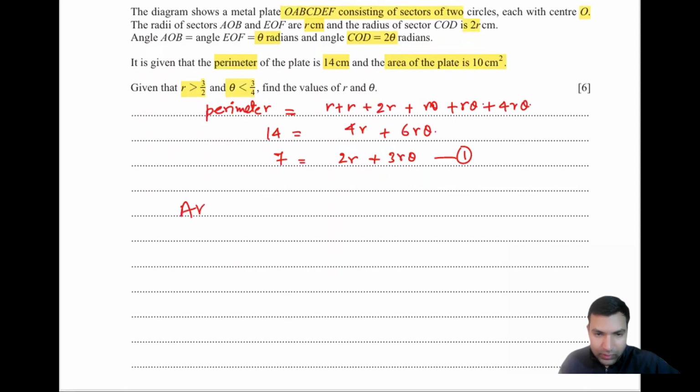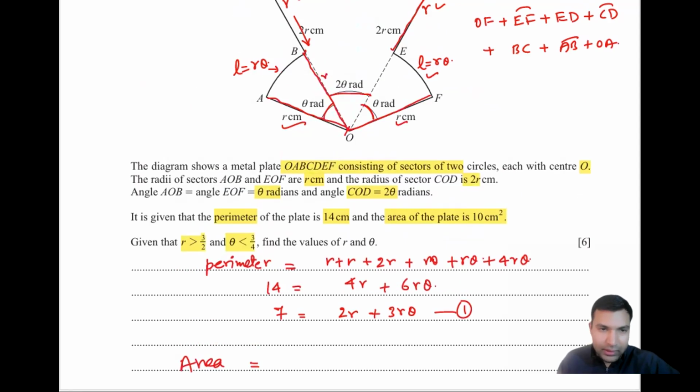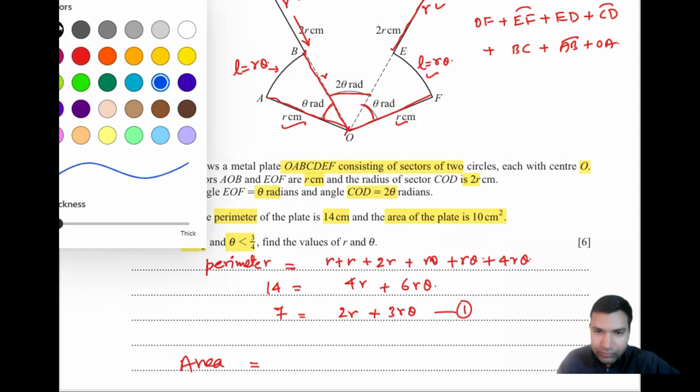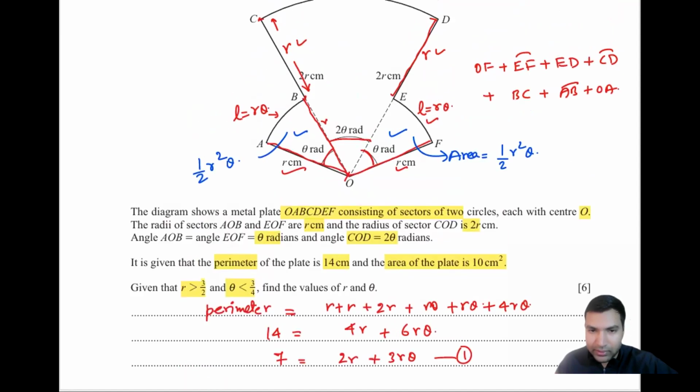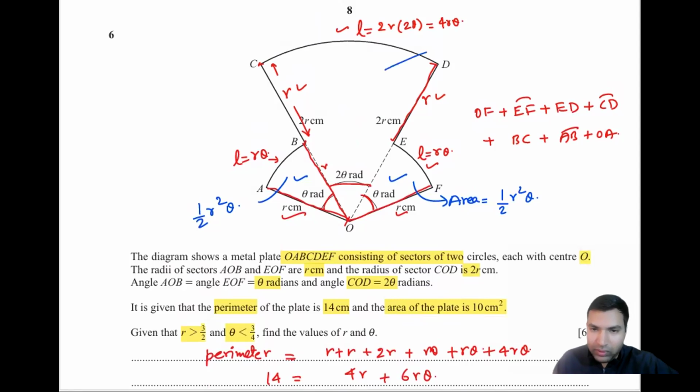Now for area, what are the areas we have? Area, let me use a different color. Area of this smaller sector, area of this. So what is the area of this one? It's half R square theta. Area of this one is also half R square theta because radius is R and theta is the angle. Now area for this would be half, R is what? R is 2R basically. The radius 2R square and theta is 2 theta.